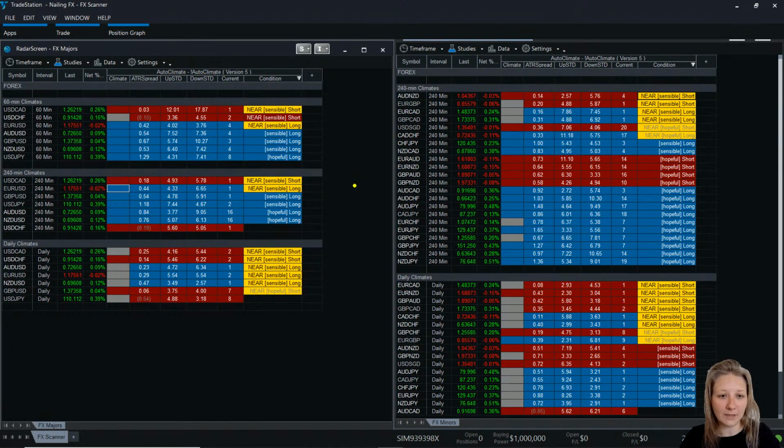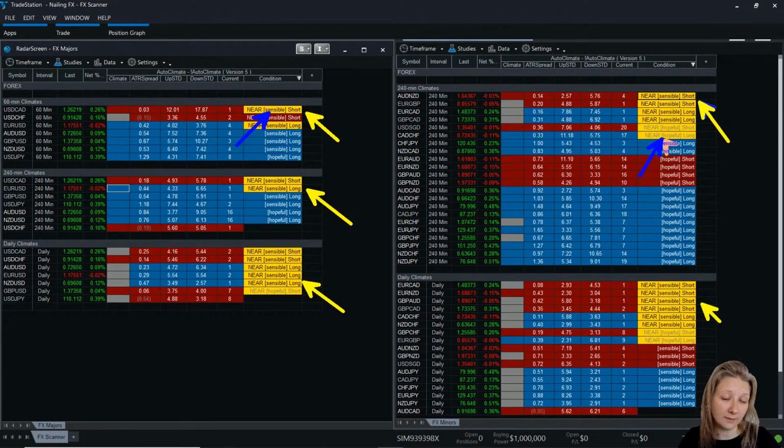What the scans are doing is showing us, first of all, with these yellow boxes, where we have opportunities that are near. Meaning, where do we have opportunities that are close to current price? We want to know that. Great. Then you might see some of them say sensible and some of them say hopeful. If we're trading, we don't want to be hopeful, we want to be sensible. So we will take out the ones that say hopeful. We just won't even look at those.